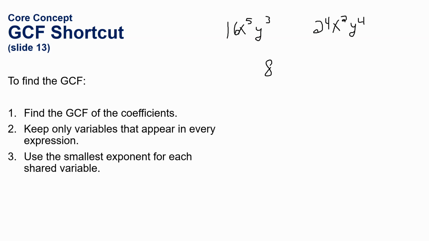And then I'm going to use the smallest of the shared variables. Well, the smallest of x to the fifth power and x to the second power, well, that's just x to the second power. And then the smallest of y to the third power and y to the fourth power, well, that's y to the third power. So my answer in this case is to have the greatest common factor of 8, x to the second power and y to the third power. The biggest shortcut really is, instead of having to list out all the letters, that you just take the smallest of the variables, right? That's very useful when you're trying to increase your speed here.